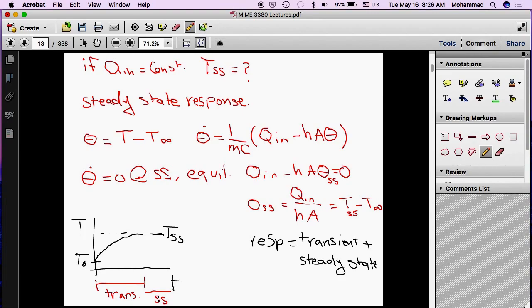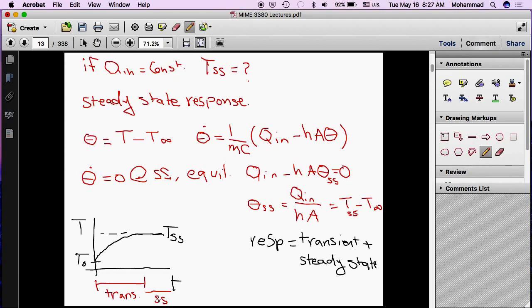So if the initial condition is exactly equal to T steady state, what will happen? If T naught is exactly equal to T steady state, what will happen? There is no change in temperature. Why? Because Qn over HA is equal to theta, so it will make what is inside the parenthesis equal to 0, which means theta dot is equal to 0.